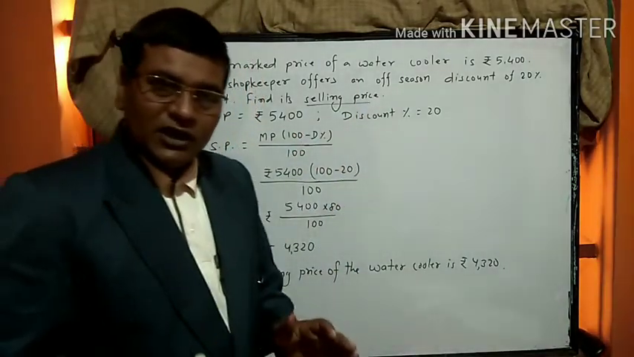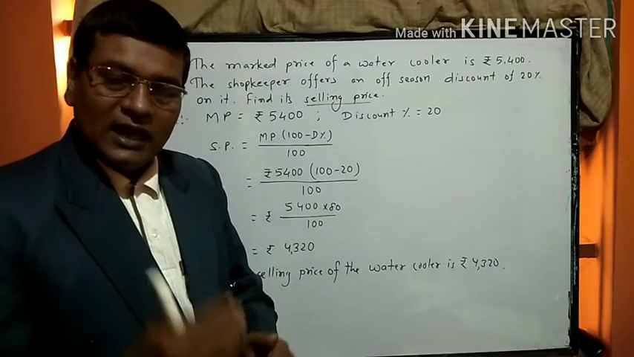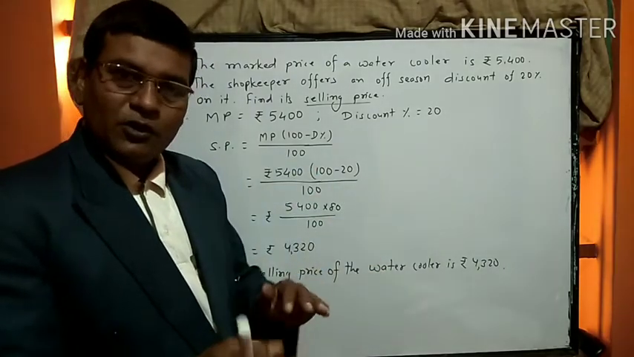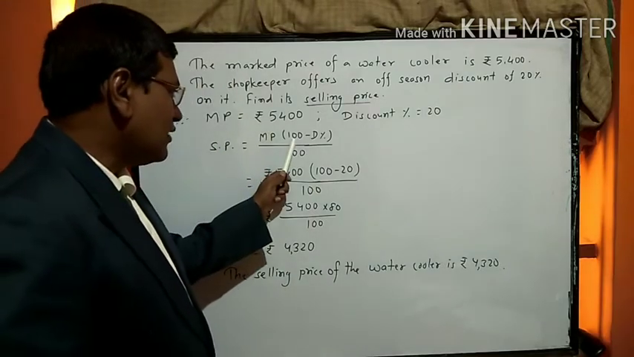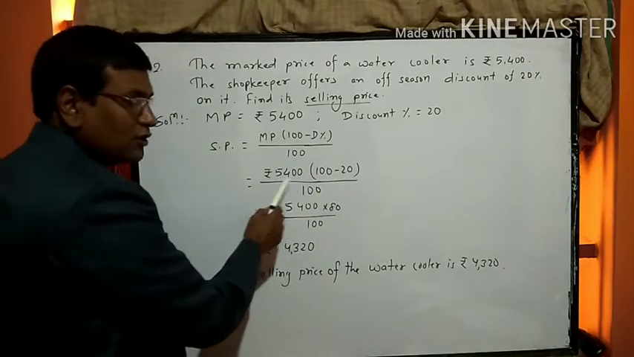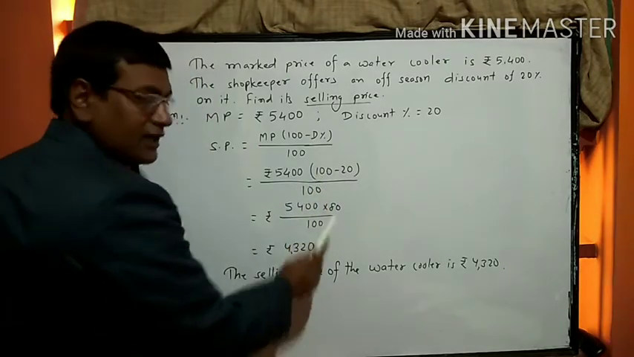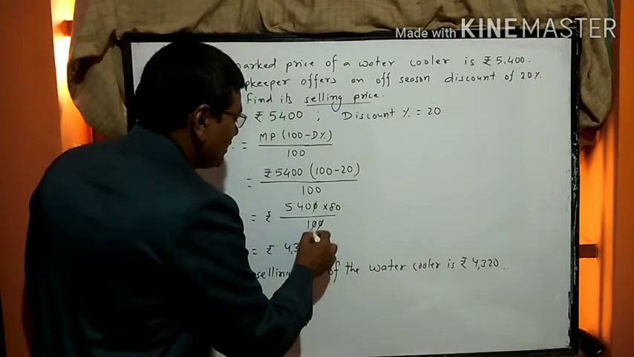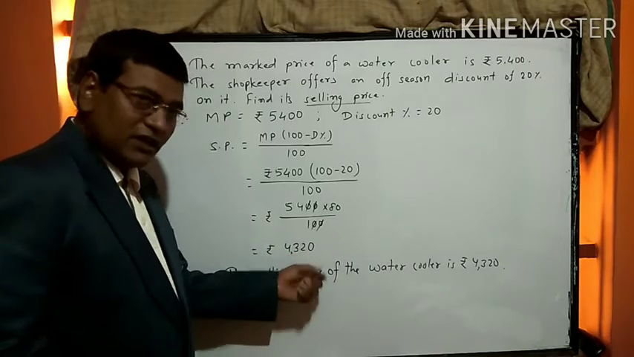You know that SP equal CP into 100 minus loss percent by 100. And I told you, put MP in place of CP and put discount in place of loss. So here it will be SP equal MP into 100 minus discount percent by 100. Put the values. MP 5400, discount 20. 100 minus 20, it is 80. Now cancel it. 10, 10, 10, 10. And after multiplication you will find 4320.